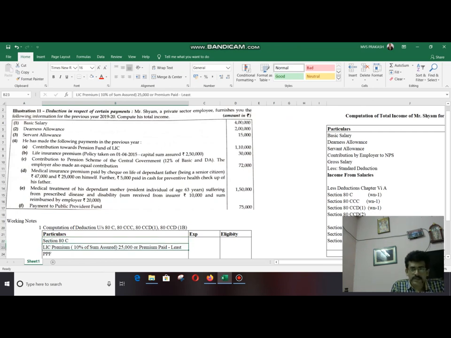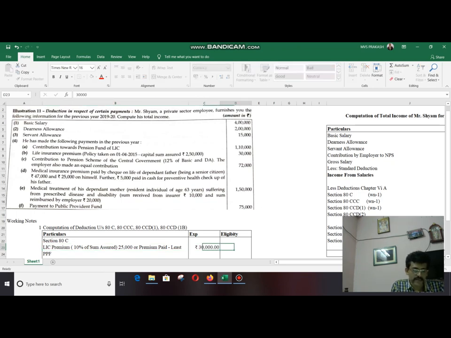Now let us see here. As we have read the question earlier, we are having life insurance premium. What the provision says: for any insurance policy taken on or after 1st April 2012, 10% of sum assured or premium paid, whichever is least. Sum assured is 2,50,000, and 10% of that is 25,000. Premium paid is 30,000. What is least? 25,000 is least. Expenditure paid is 30,000. Eligibility is 25,000. That's the amount of reduction he can claim.